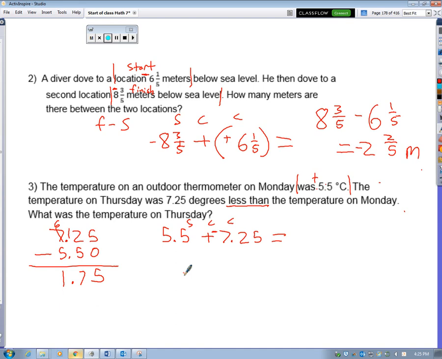Let's take a look if it has to be positive or negative. Looks like we're going to make it negative since our bigger number was negative. Negative 1.75 degrees, and it is in Celsius this time. Alright, that is our answer.